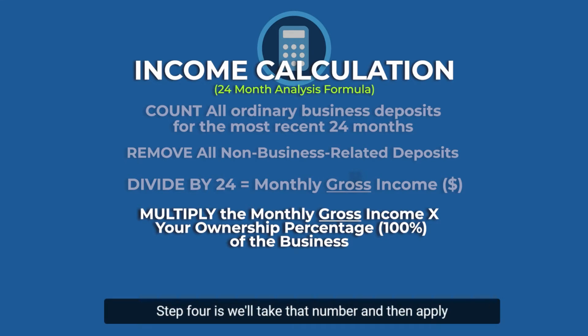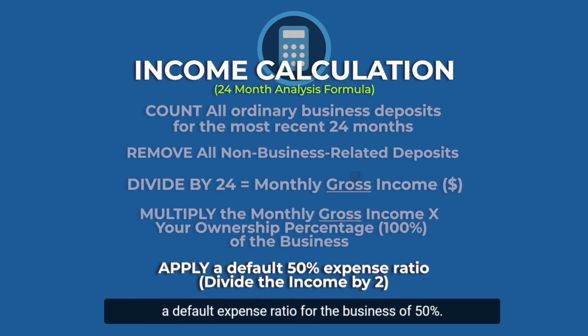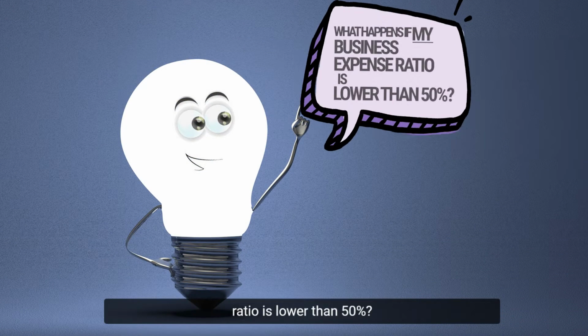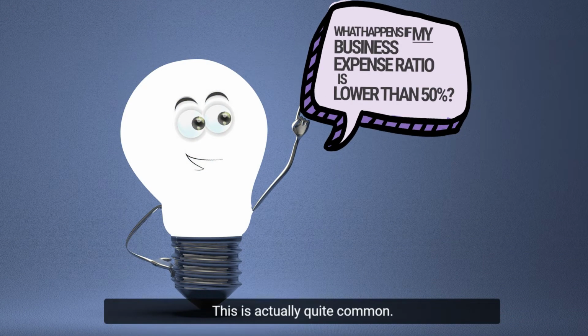Step 4 is we'll take that number and then apply a default expense ratio for the business of 50%. This now becomes the monthly income for your loan application. Step 5. What happens if your business's expense ratio is lower than 50%? This is actually quite common.